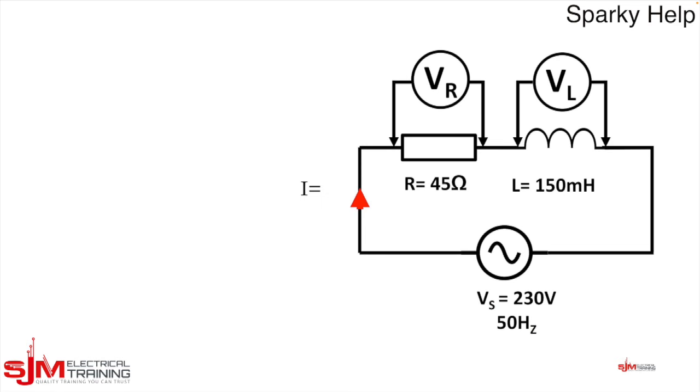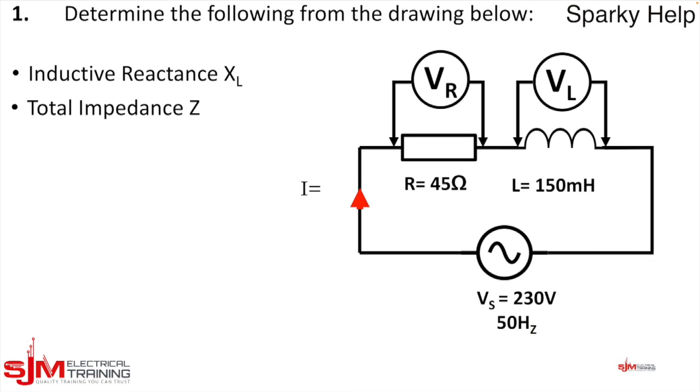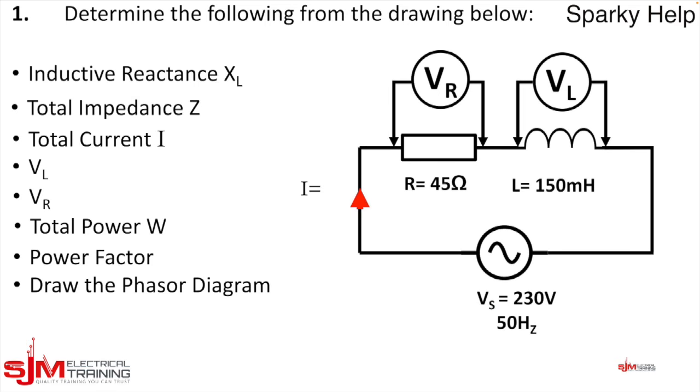Our circuit then, we have a resistor and an inductor connected to a supply as shown. And what have we got to do? Well, as always, better to work from an example. Determine the following: the inductive reactance, which is measured as XL, impedance, total current, VL and VR, so that's the voltage across the inductor and the resistor, and the total power in watts, and also the power factor, and draw the phasor diagram, or you could just sketch the phasor diagram.